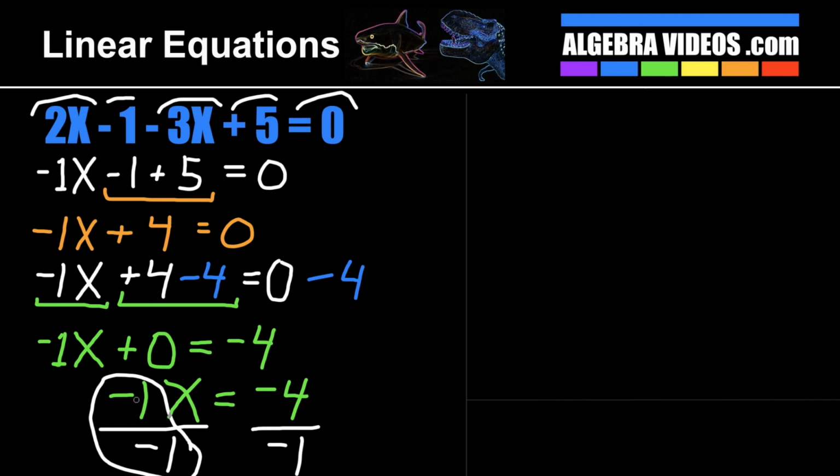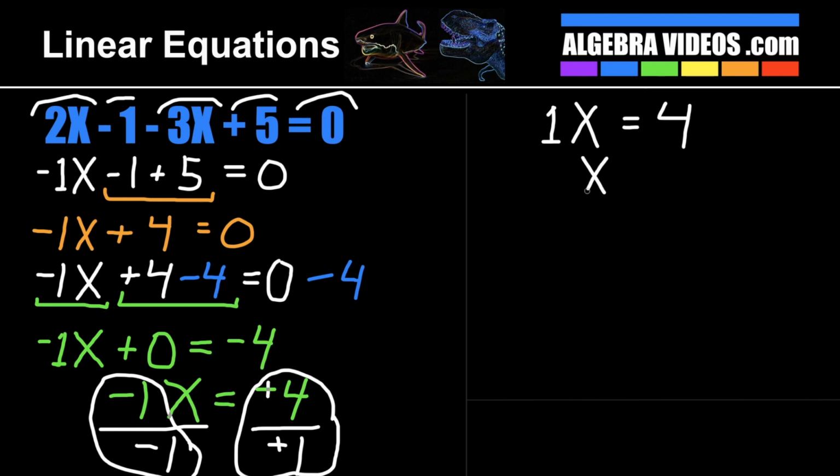So that means negative 1 divided by negative 1, just going to write up here on the right side now, is a 1. And then the x doesn't change, it's still x. And that equals, on the right side, negative 4 divided by negative 1. Well, a negative divided by a negative is a positive. So 4 divided by 1 is 4. Negative 4 divided by negative 1 is positive 4. And that simplifies to just x equals 4.